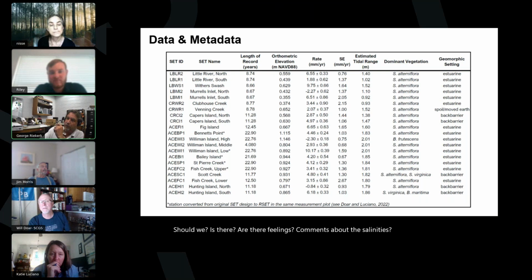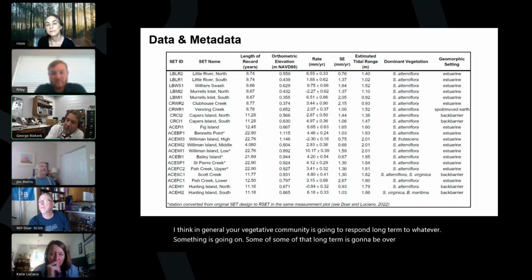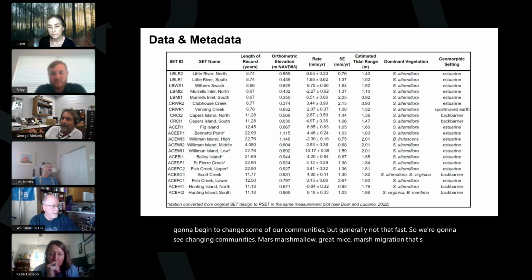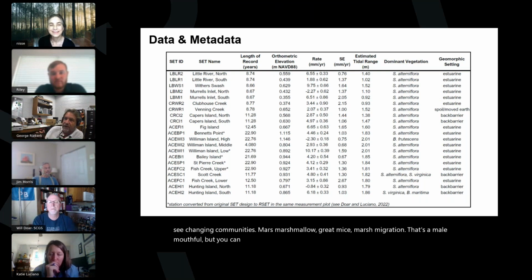I think in general, your vegetative community is going to respond long term to whatever salinity is going on. Some of that long term is going to be over years. Some of it might be if we have a drought and there's less fresh water coming down the Edisto, that's going to begin to change some of our communities, but generally not that fast. So we're going to see changing communities, marsh migration. That's a mouthful. But you can watch the vegetation change, and you can get a feeling for what the salinity is like based on the vegetation around the SET station.